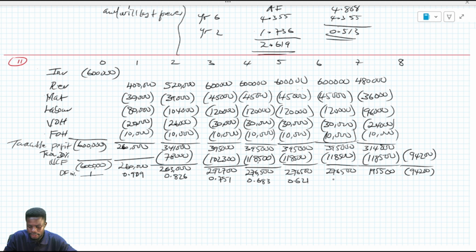10% at year 5 is going to give you 0.621. 10% at year 6 is going to give you 0.564. 10% at year 7 is going to give you 0.513. 10% at year 8 is going to give you 0.467. So basically this is what you get.